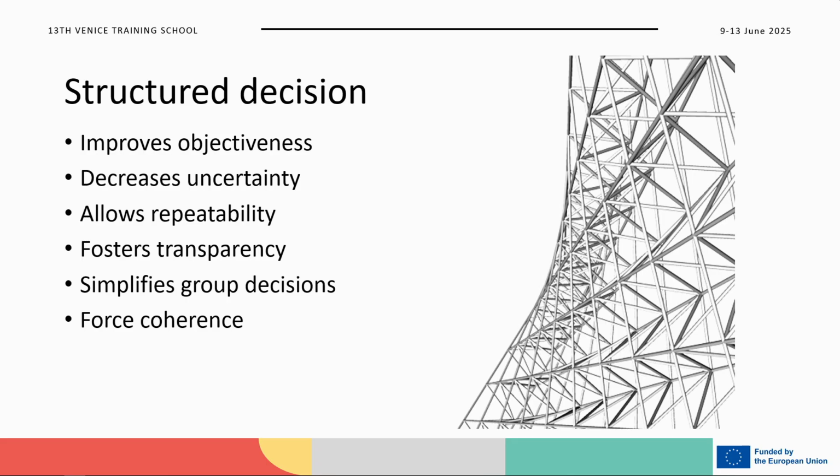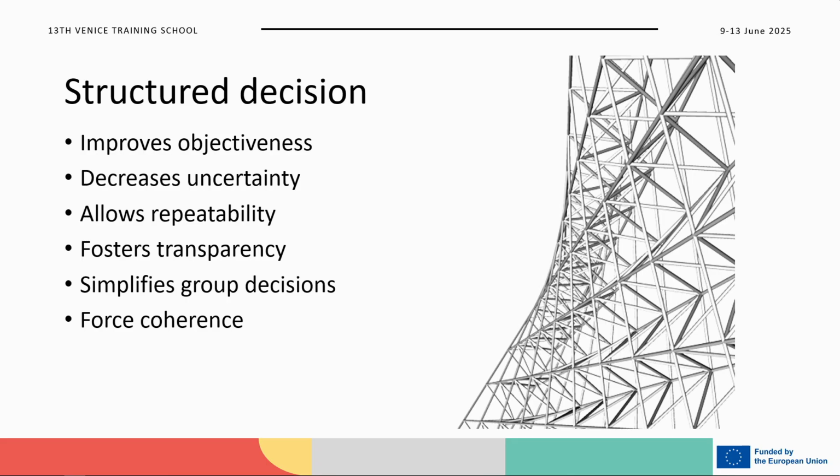Maybe you have to buy a phone, you create some kind of structure to decide how much memory and which kind of monitor and things. And then after some time, your son or you want to change the phone again, well, you can repeat the process if you build it in the right way. It fosters transparency, so if you are deciding for a group of people, then you should be transparent on your decision, otherwise you might get some not nice reactions. It simplifies group decisions, of course, because then you have a tool that everyone can share and take the decision all together. And it forces coherence.